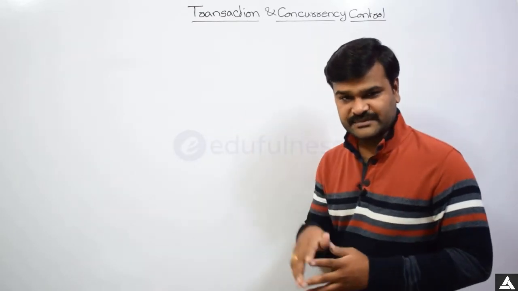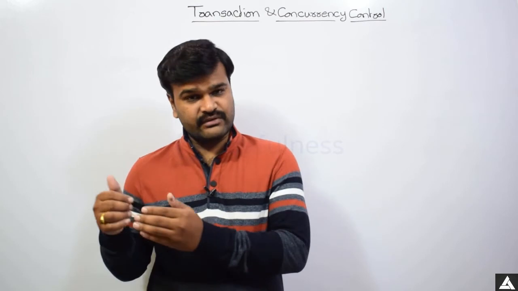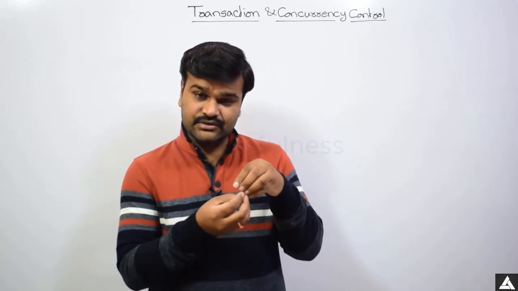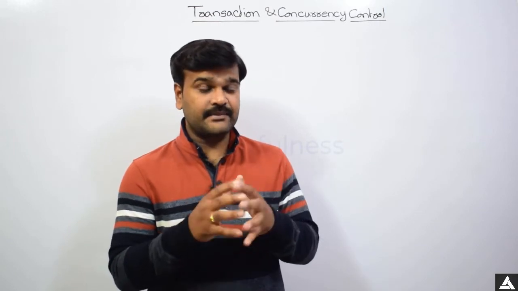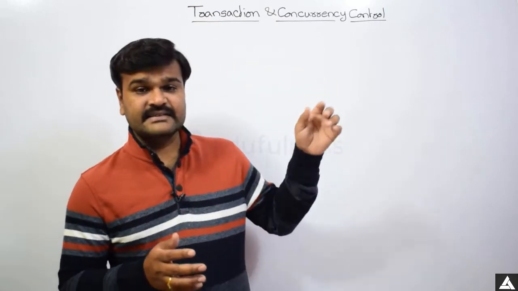Hello all. So now let us start a new chapter in DBMS, that is transactions and concurrency control. This is also a very interesting topic. Here we will see how one transaction is performed, and when you have a set of transactions, if you go for serial execution of these transactions, what are the drawbacks? And if you go for concurrency, as the name implies, concurrency control.